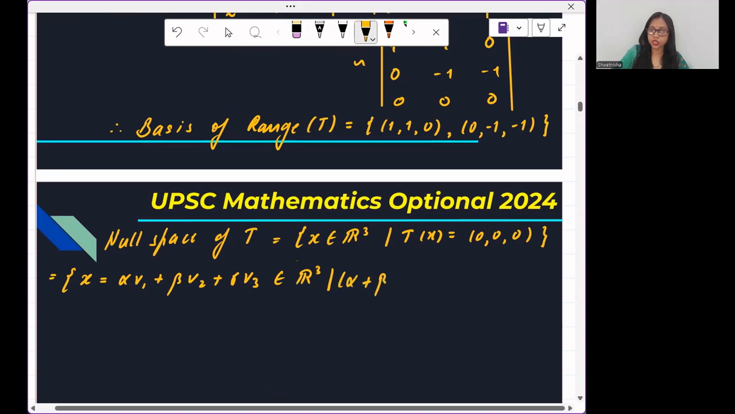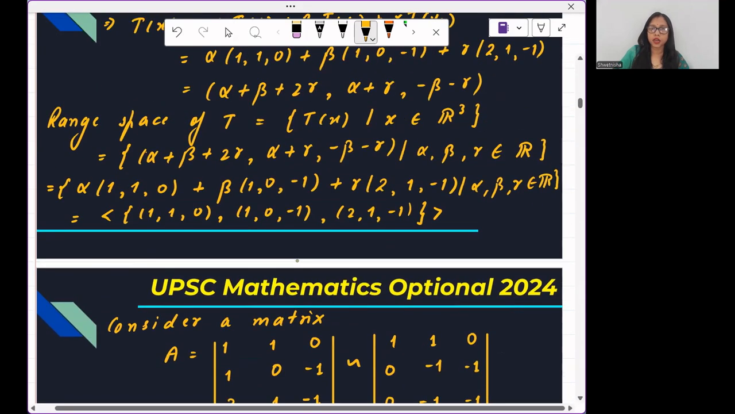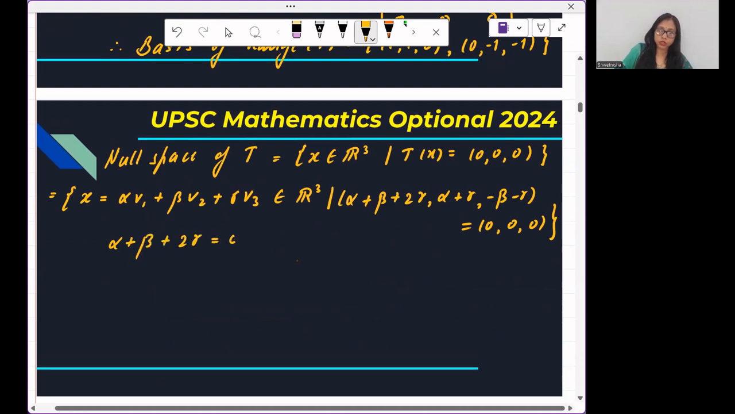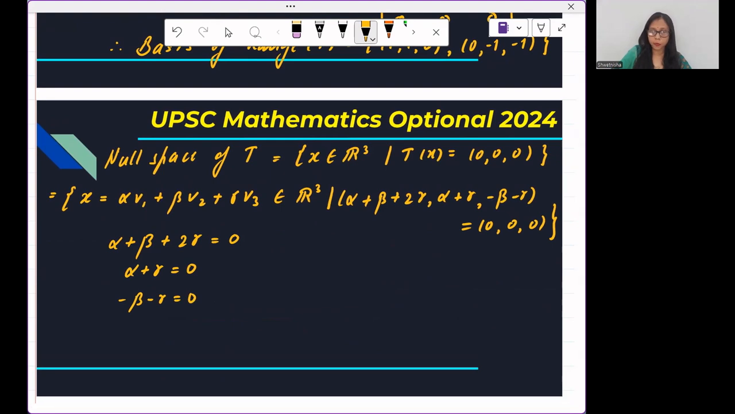T of x is alpha plus beta plus 2 gamma, alpha plus gamma, and minus beta minus gamma, that is equal to 0, 0, 0. All right. Solve. Alpha plus beta plus 2 gamma is equal to 0. Alpha plus gamma is equal to 0. Minus beta minus gamma is equal to 0. There are three equations here. Solve them.